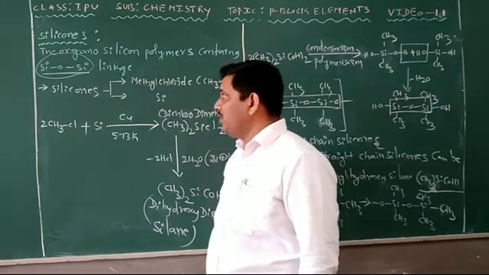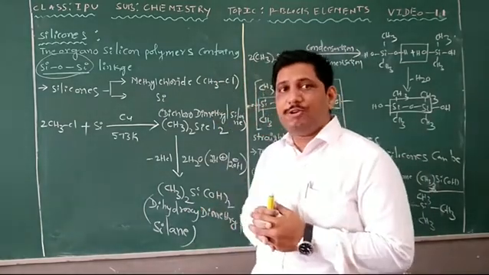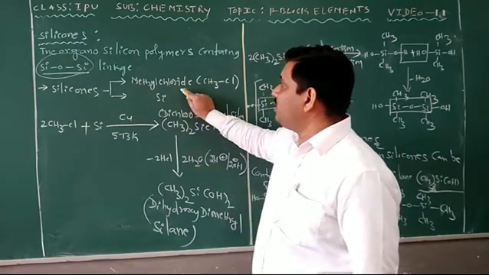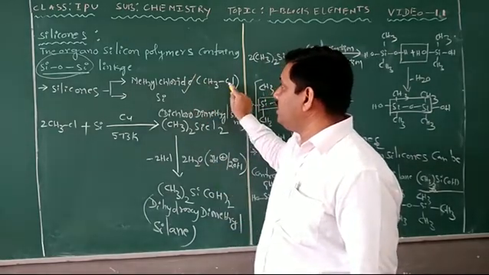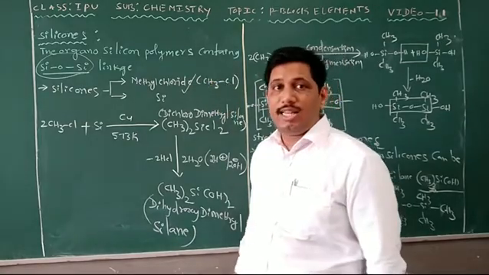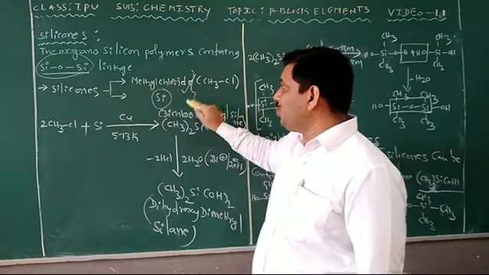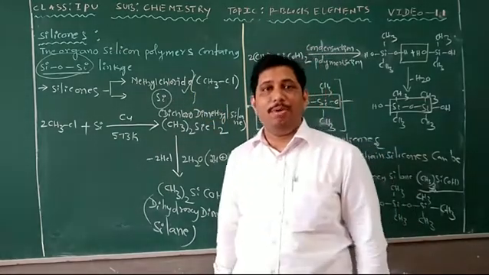Preparation of silicone, students. Generally, the silicones can be prepared by using two compounds. One is methyl chloride, CH3Cl. Another one is silicon. By using these two, the silicones can be prepared.